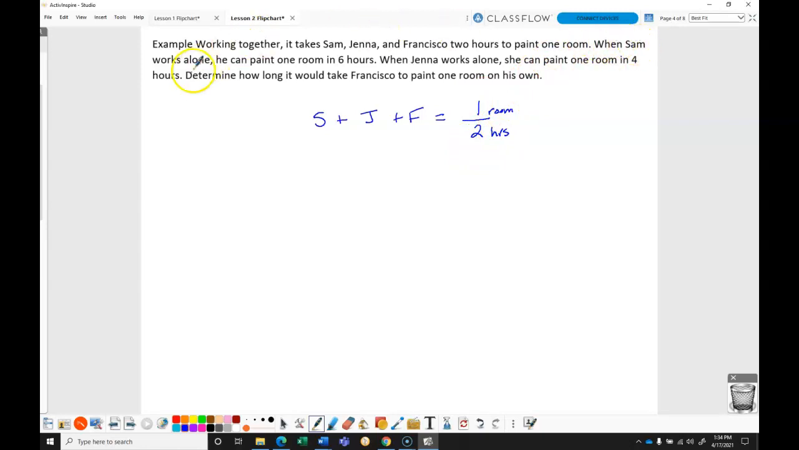So when Sam works alone, he can paint one room. Here's Sam. He can paint one room in 6 hours. Okay, and when Jenna works alone, she can paint one room in 4 hours. So one room in 4 hours. But we don't know how long it would take Francisco to paint one room on his own. So one room in, I don't know, let's use F for Francisco, right? Lowercase f. Okay, we do know already that one room in 2 hours if they work together.